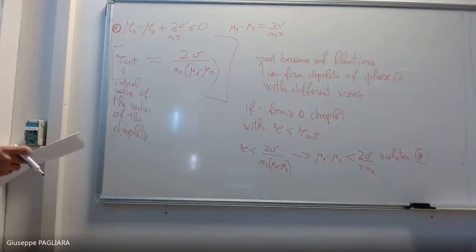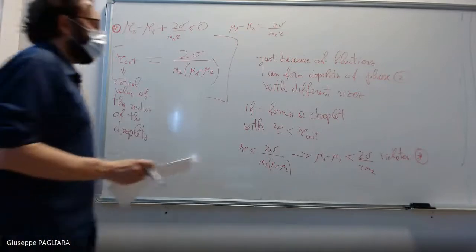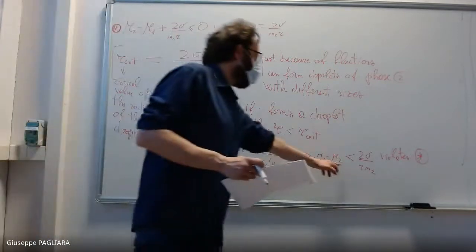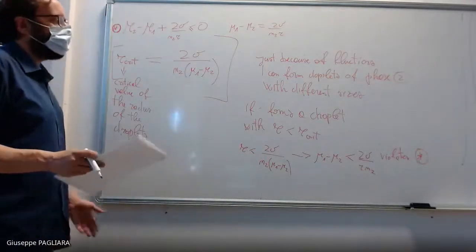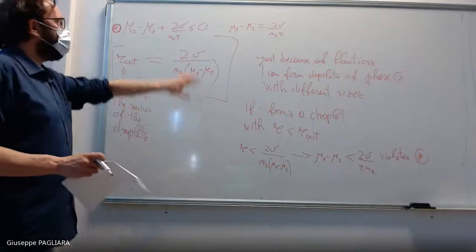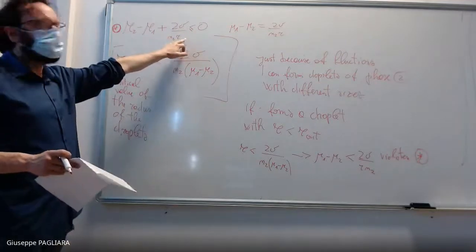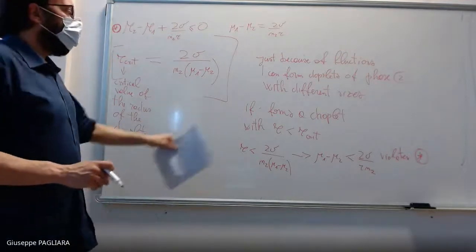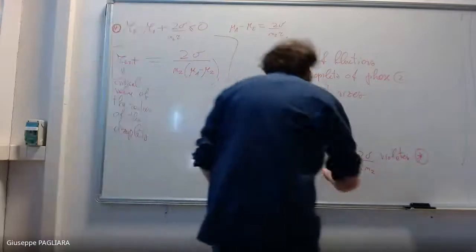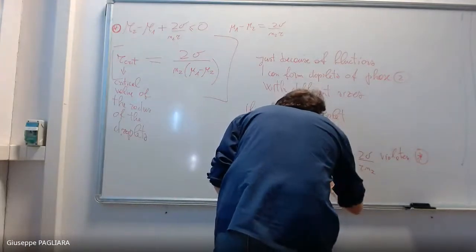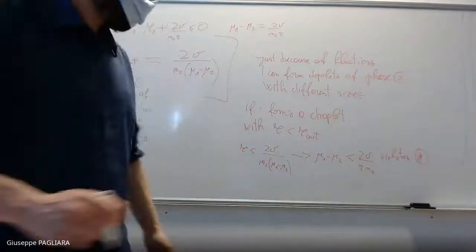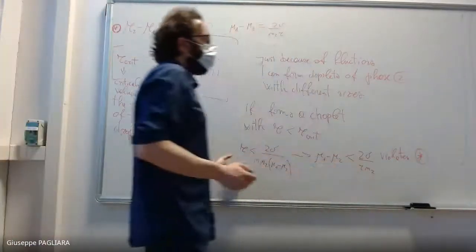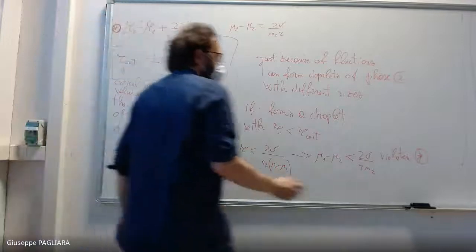I can put mu2 minus mu1, and I see that 2 sigma over r and 2 mu2 minus mu1 is larger than 0, whereas here it should be smaller than 0. So it violates asterisk, so it violates the second principle of thermodynamics, and therefore for this kind of droplets, basically they will disappear.